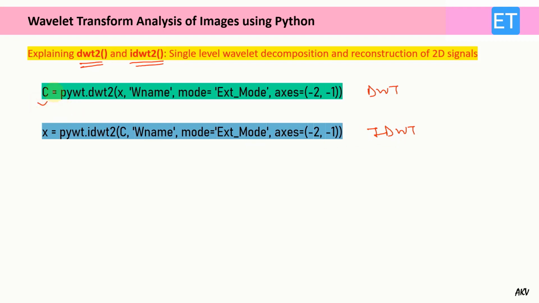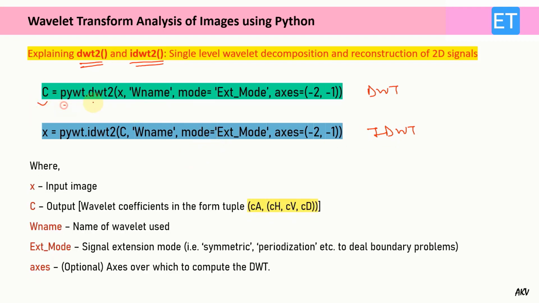So here C is your output, and this is your function pywt.dwt2. X is your input image. wname is the name of the wavelet that you are using. For example, if you are using the Haar wavelet, you need to write the syntax haar in these quotes. And then mode equal to the extension mode. The extension mode is actually known as the signal extension mode to deal with boundary problems. Here you write one string, for example, symmetric, periodization, etc. I recommend you always use periodization for your general projects.